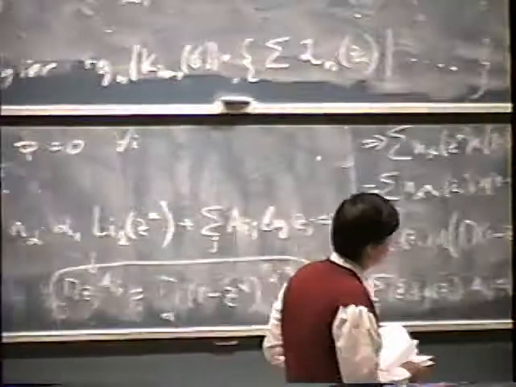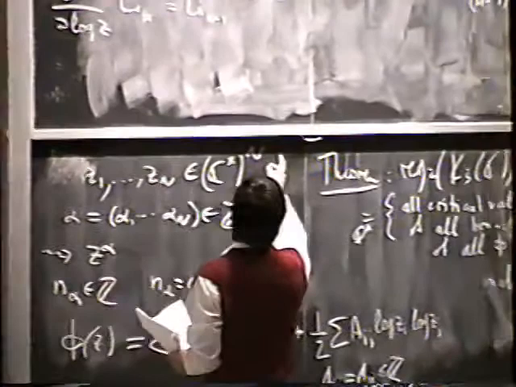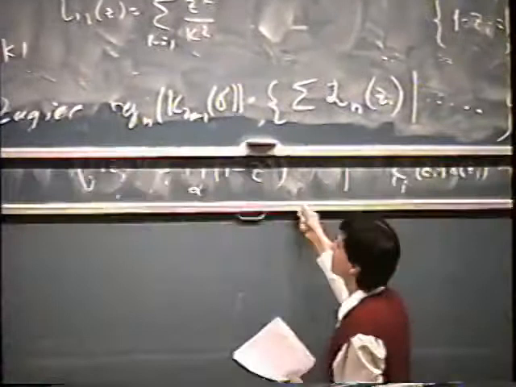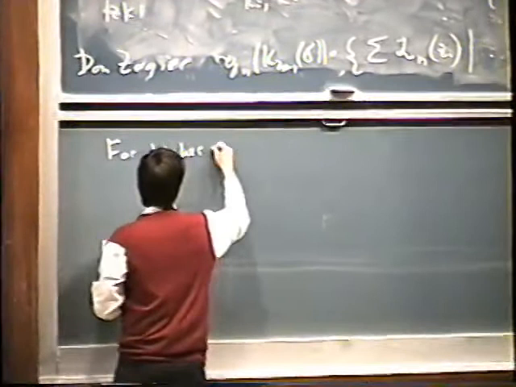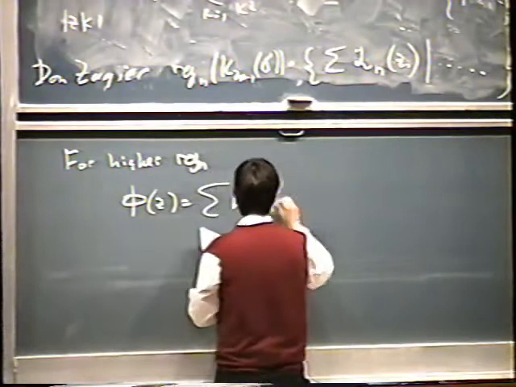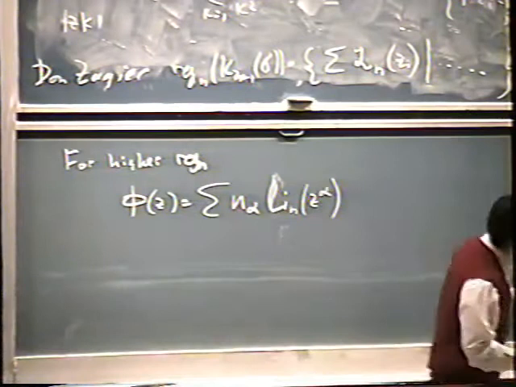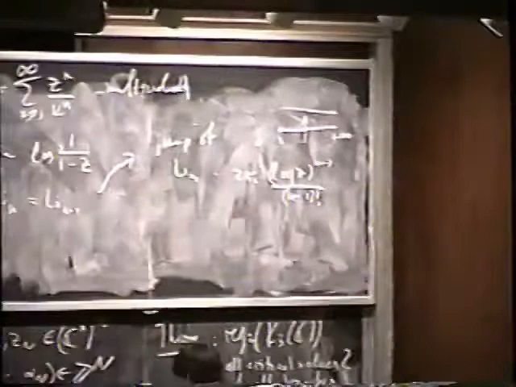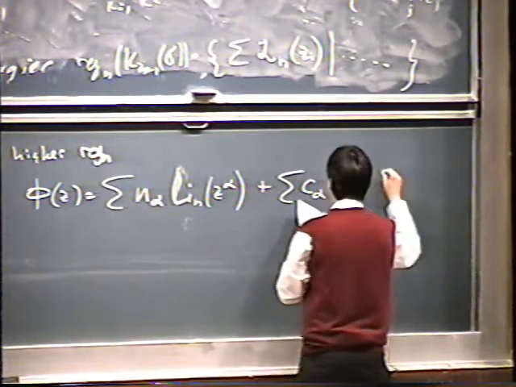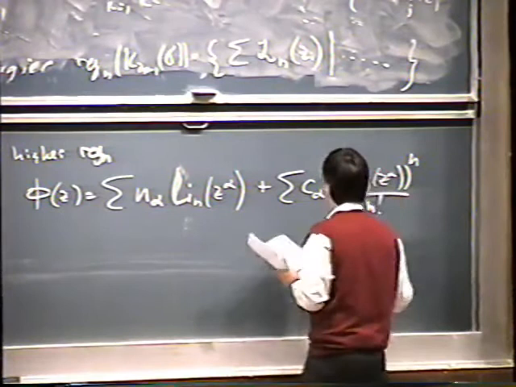Okay, and what's going on for higher regulators? So this was only for K3, and for higher regulators, one can do essentially the same thing. One considers functions which are combinations of n logarithms. And here, because we have this monodromy, it's reasonable to add also log z to the n divided by n factorial, and a certain sum with another coefficient c alpha. And the conjecture can be reformulated in the following way.